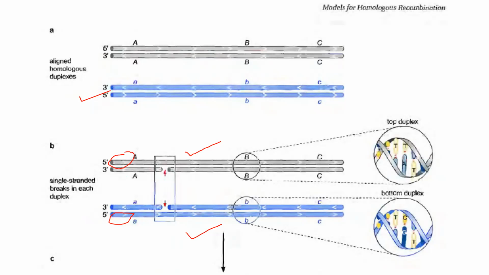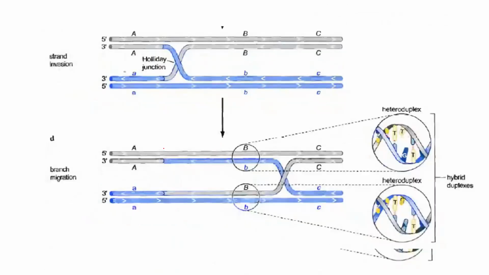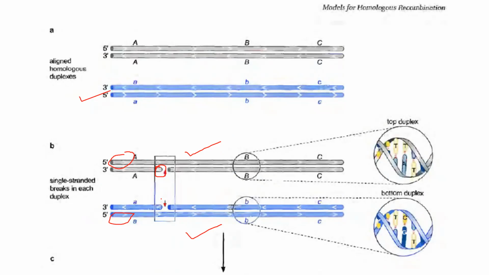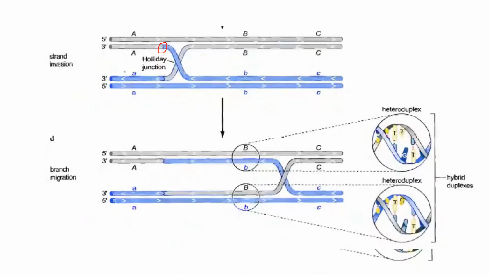So let's say after the break, you have this end of this DNA strand in this DNA molecule. Now this is going to pair, you can see, with the strand of the other DNA molecule. You can see how this is pairing with this. And let's say this end is going to pair with the strand of the other chromosome, which you can see here.